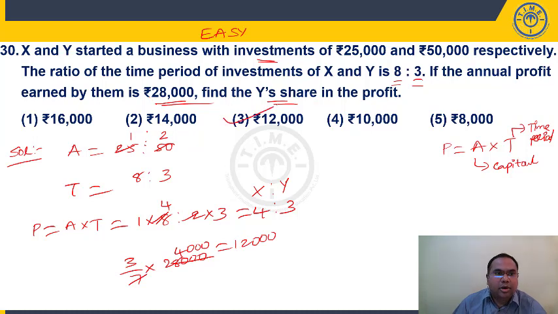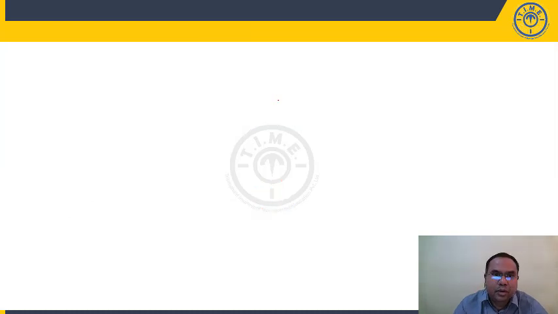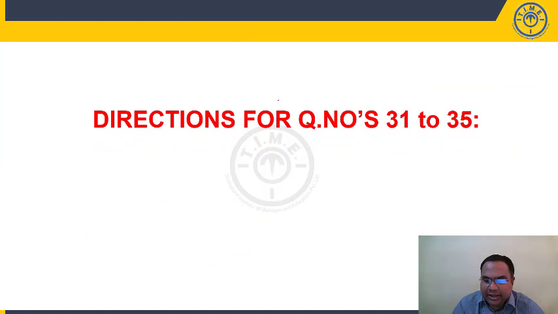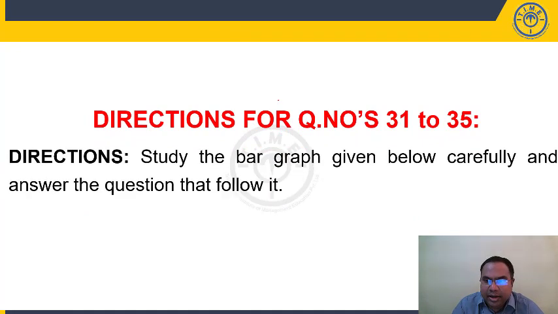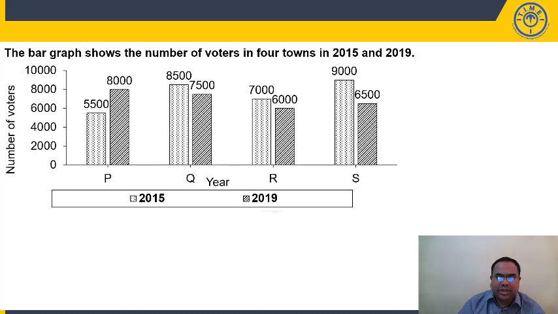12,000 is present in the third option. Right? Directions for 31 to 35. Study the following bar graph carefully and answer the questions that follow. So this is a bar graph based question. First we will look at what data is given, understand and analyze that, then we will take up the questions.